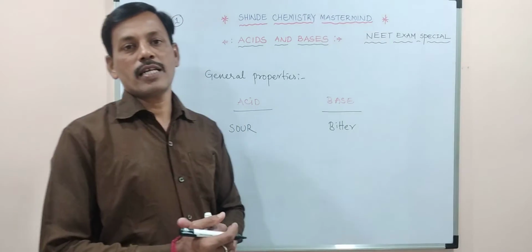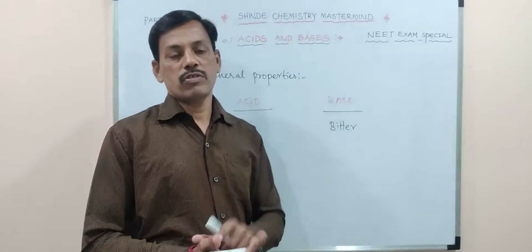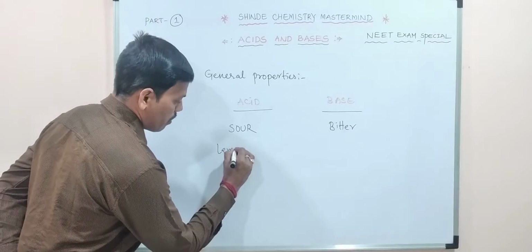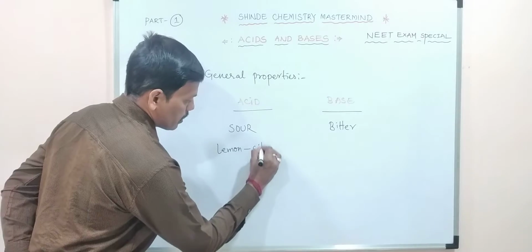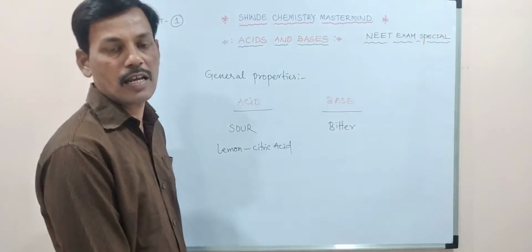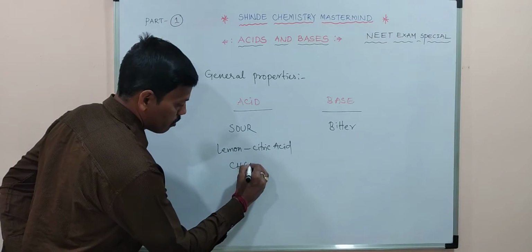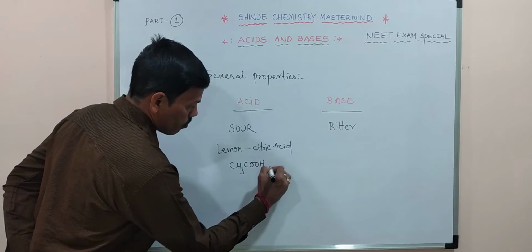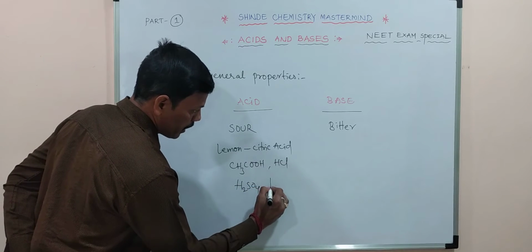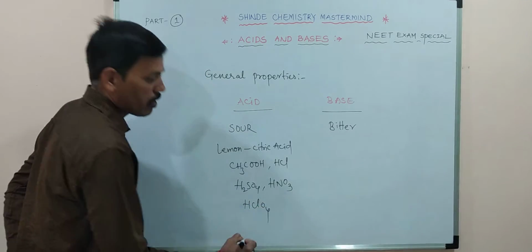Many acids we take in our regular diets also. Generally, in lemon, citric acid is present. Many acids are there: acetic acid, CH3COOH, hydrochloric acid, sulfuric acid, nitric acid, perchloric acid. All these are acids.